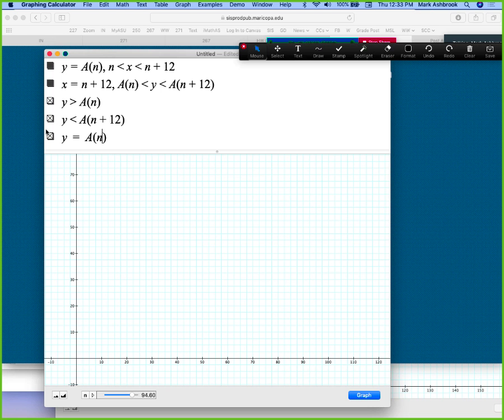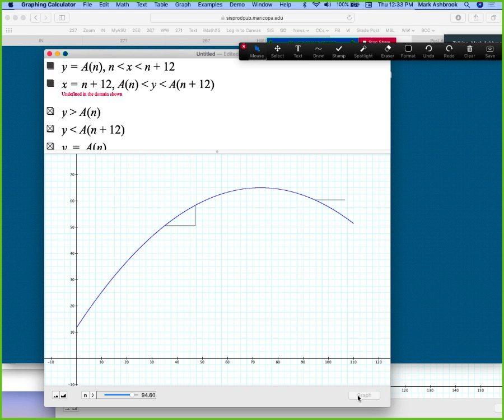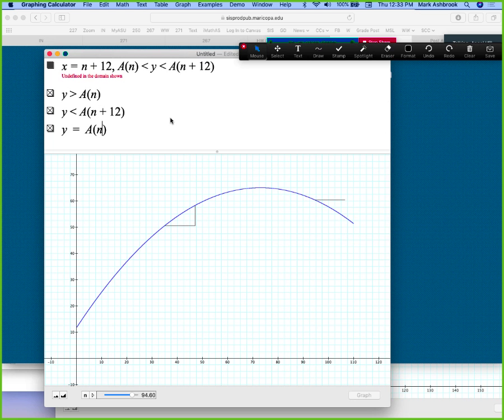How about Angel? Any idea? Say y is greater than A of n. What will that do? I'm not sure. Not sure? Richard? It creates a dashed line at A currently 9.60, where the horizontal line is, and it's going to shade the area above that. So you're imagining a line here at this level? Yes. So imagining a line at A of n, you're saying it's going to shade everything above that. Correct. Sarah agrees?